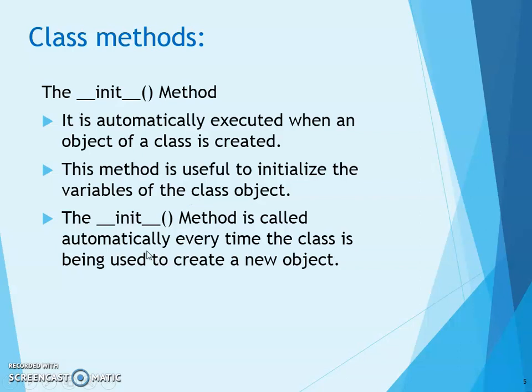This method is called automatically every time a class object is created. It means whenever we create an object of that class, this method will be automatically called. So it is not necessary to specifically call this method. Whenever a new object of a particular class is created, this method will be called, and whatever initializations we write inside this method will be done for all the variables.